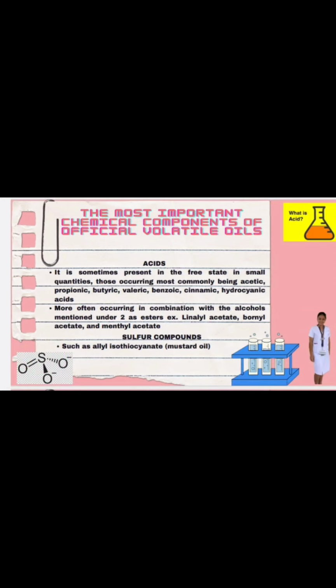Acids are sometimes present in the free state in small quantities, those occurring most commonly being acetic, propionic, butyric, valeric, benzoic, cinnamic, and hydrocyanic acids, more often occurring in combination with the alcohols mentioned under 2 as esters. Examples: linalyl acetate, bornyl acetate, and methyl acetate. Sulfur compounds such as allyl isothiocyanate or mustard oil.